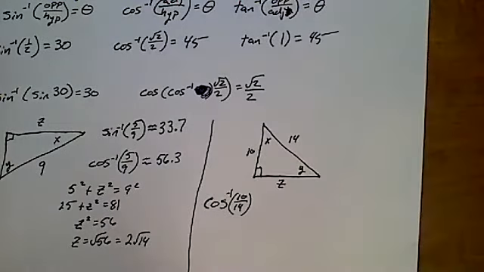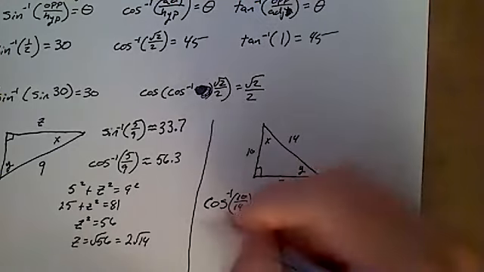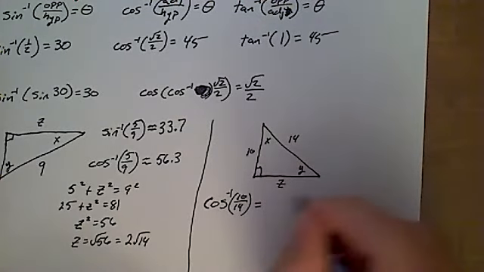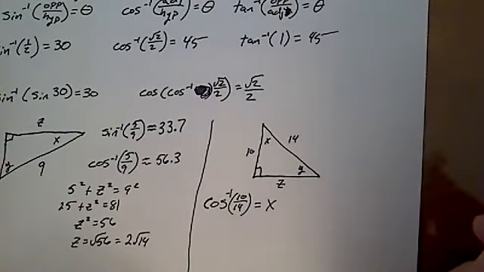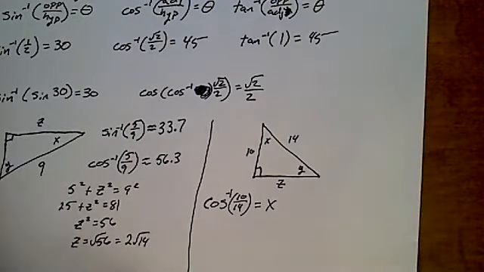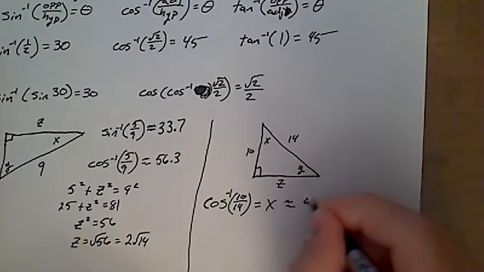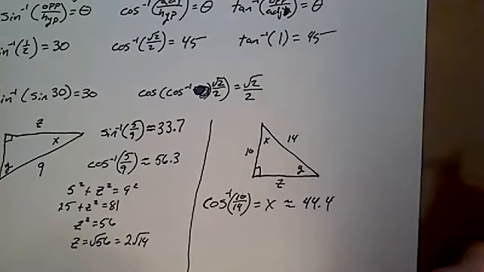Sorry, we forgot the inverse, right? So we have the cosine inverse of the ratio of the sides for the cosine is equal to x. All right? And if we do the cosine inverse of 10 over 14, we get about 44.4.